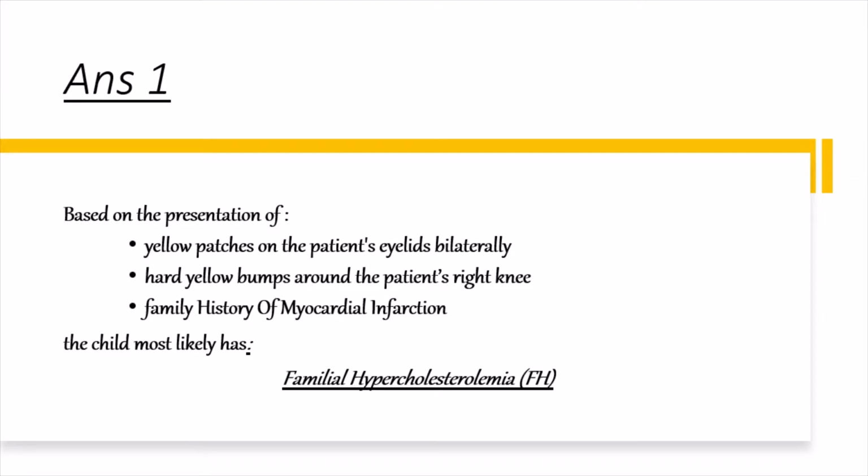Let's answer question number 1. What is the most likely diagnosis? Based on the presentation of yellow patches on the patient's eyelids bilaterally, hard yellow bumps around the patient's right knee, and family history of myocardial infarction, the child most likely has familial hypercholesterolemia. Familial hypercholesterolemia was first discovered by Brown and Goldstein. In more than 80% of cases, it is a single gene mutation. It can be homozygous or heterozygous and is a primary cause of hypercholesterolemia. Rather, secondary causes are much more common as compared to the primary cause of hypercholesterolemia.